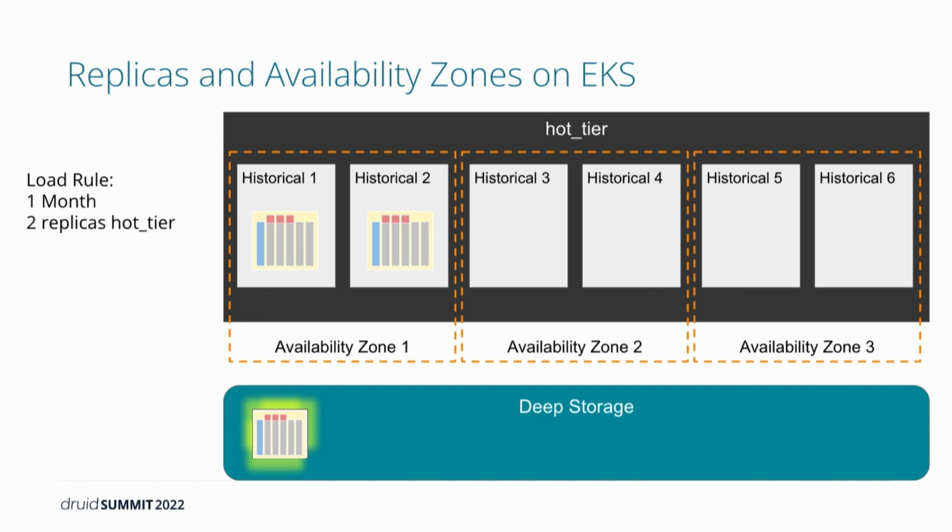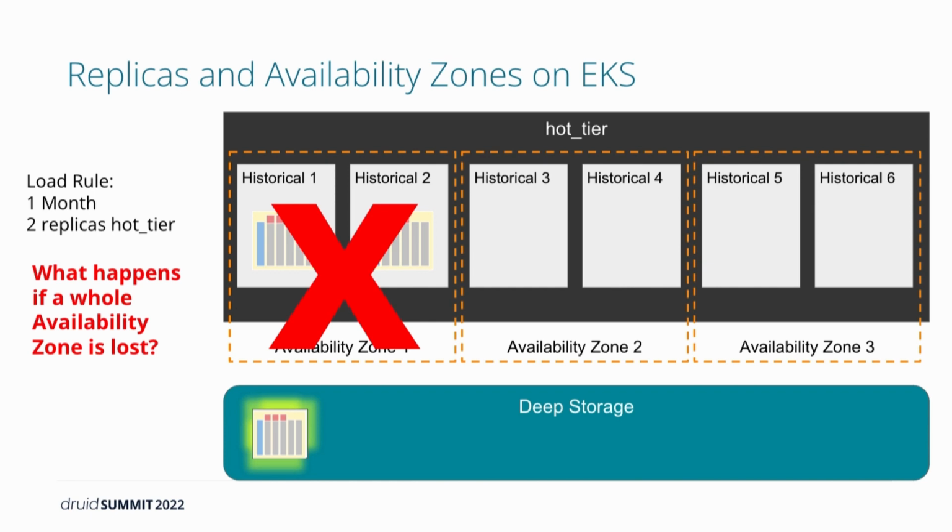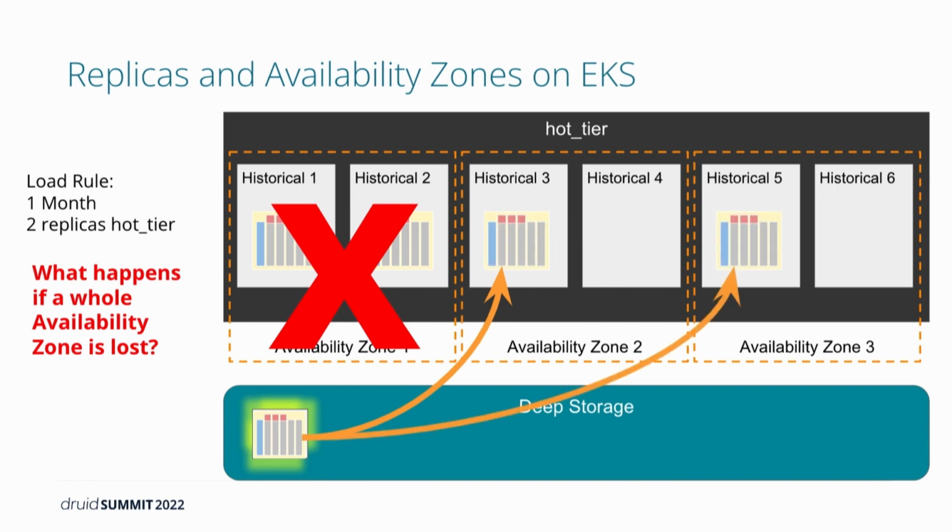Now, if our load rule and our hot tier are configured such that all of these 6 historicals belong to the hot tier, you could fall into the situation where the coordinator picked historicals 1 and 2 for those 2 replicas. And so they're in availability zone 1, and you could have a failure in the whole availability zone. So you could run into this situation where you no longer have any copies of that segment when this occurs. Now, the coordinator will kick in. It'll recognize that the historicals are gone, and at some later point, about a minute later, it will issue instructions to other historicals to load them.